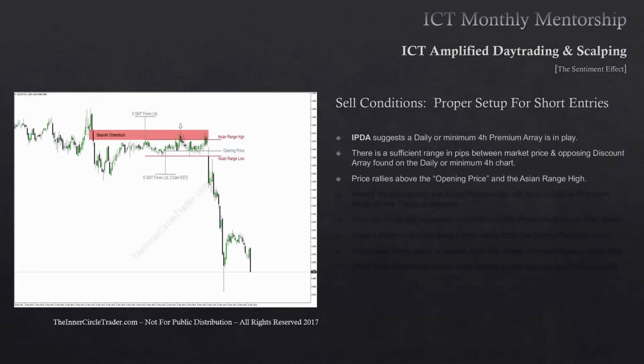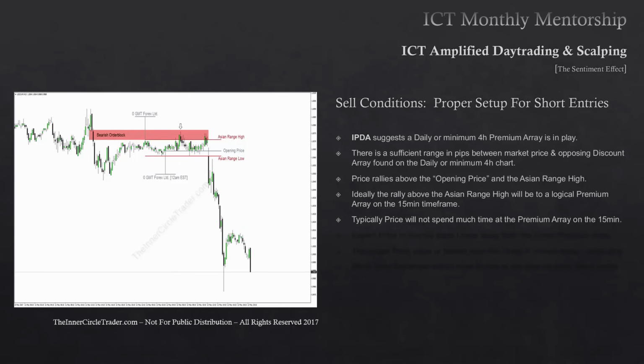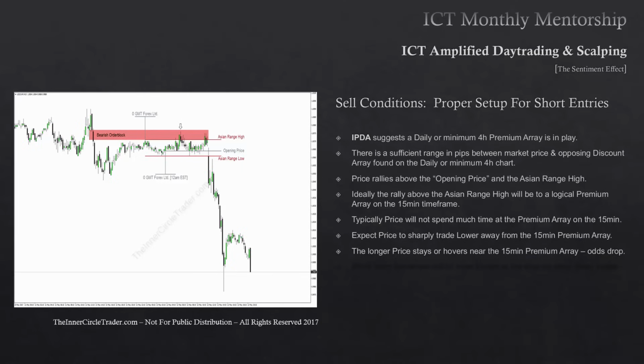Price rallies above the opening price in midnight New York candle and the Asian range high. Ideally, the rally above the Asian range high will be to a logical premium array on the 15-minute time frame. And typically, price will not spend much time at the premium array on the 15-minute time frame. We expect price to sharply trade lower away from the 15-minute premium array. The longer price stays or hovers near the 15-minute premium array, the odds fall off precipitously.